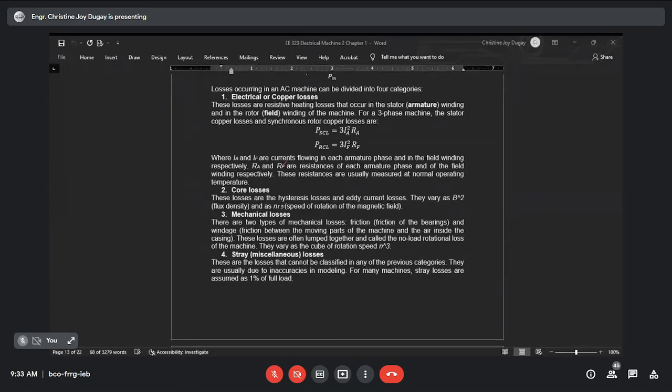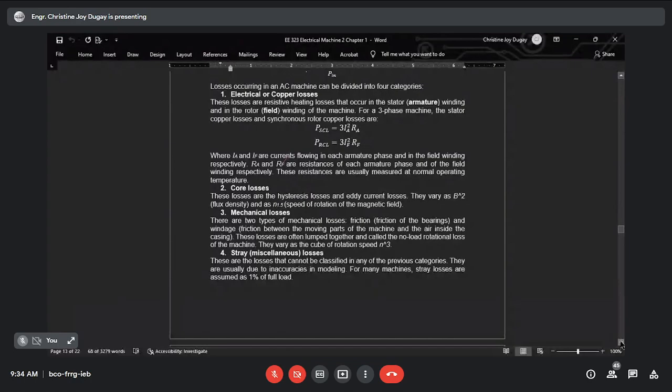How about the stray losses, Mr. Melchor? Ma'am, they are the excess losses. Yes, correct, excess. They are lumped together, the other losses that are small, but when you calculate, they could be a factor since it is 1% of the full load. If it is not stated in a problem and you have nothing to get it from unless you have the full load losses, then that is where you can take the 1%. Do we understand each other? Yes, ma'am. Okay.